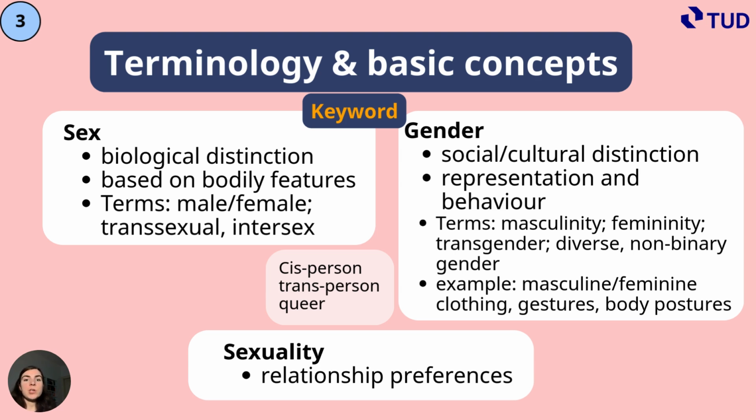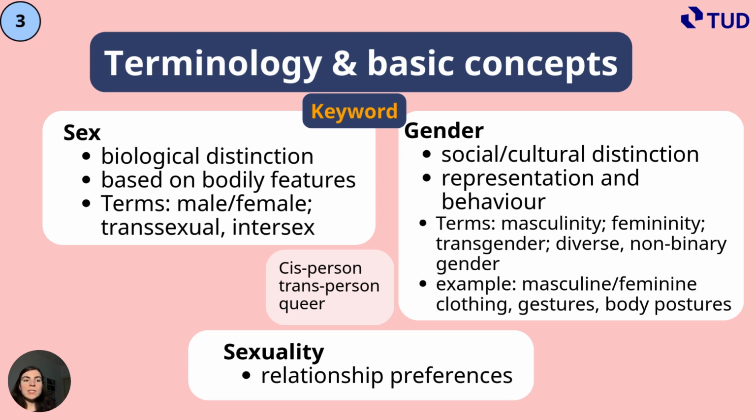So very typical gestures and body postures here. We have, of course, also roles and identities that basically overlap with sex and gender, like cis person, trans person, or queer. And also social roles like mother or father would be somewhere associated with sex, so basically with biological distinctions, but on the other hand, also with certain gender roles, so certain behaviors and representations.